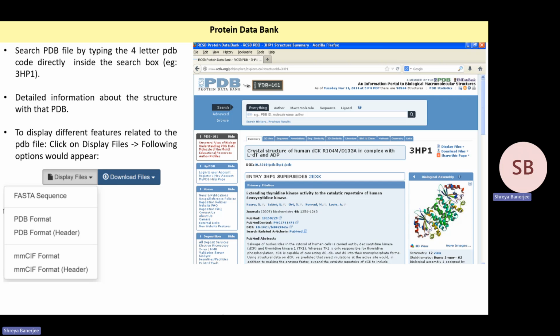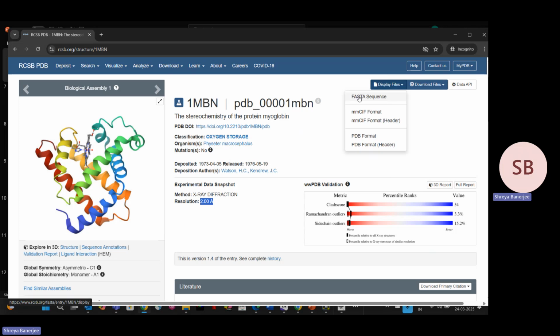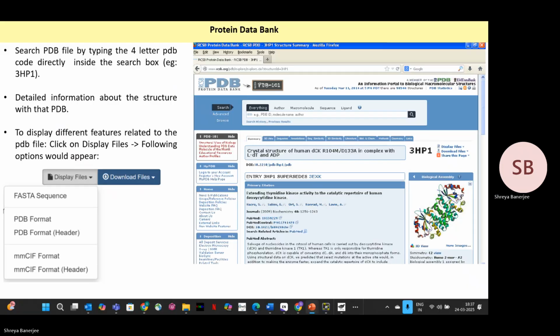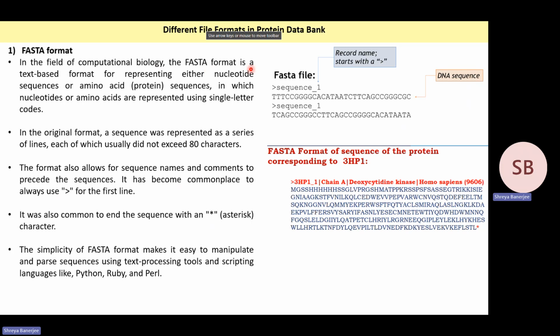So when you go to the display files option in the PDB, you have something called the FASTA sequence. So what is this FASTA sequence? In the field of computational biology, the FASTA format is a text-based format for representing either nucleotide sequence or amino acid sequence, in which the nucleotide or amino acid is represented using single letter codes. So if it is a nucleotide, ATGC will be used. If it is an amino acid, the 1-letter code of the amino acid will be used. So this is the FASTA format of this protein deoxycytidine kinase, and you can see the entire amino acid sequence of the protein is specified.